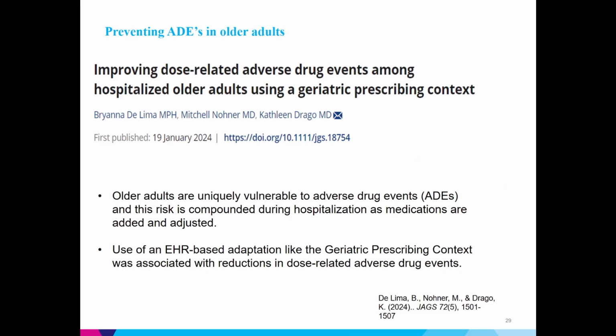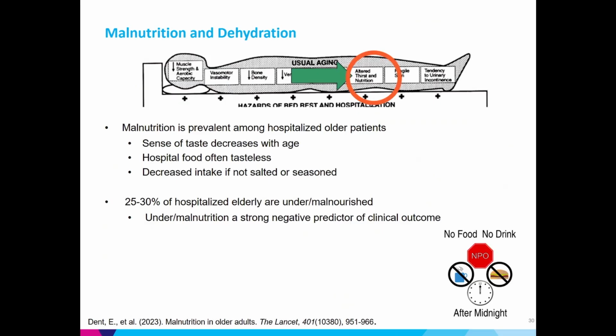The next domain I want to touch upon is malnutrition and dehydration. Malnutrition is highly prevalent in our older adults and has a significant burden. If you think back to some of the physiological changes with age, the sense of taste decreases. In the hospital environment, the food is often less appetizing and tasteless, in addition to the restricted diets that we often place on our patients. Nearly 25 to 30% of hospitalized older adults are actually undernourished and malnourished, and it is a strong negative predictor for clinical outcomes.